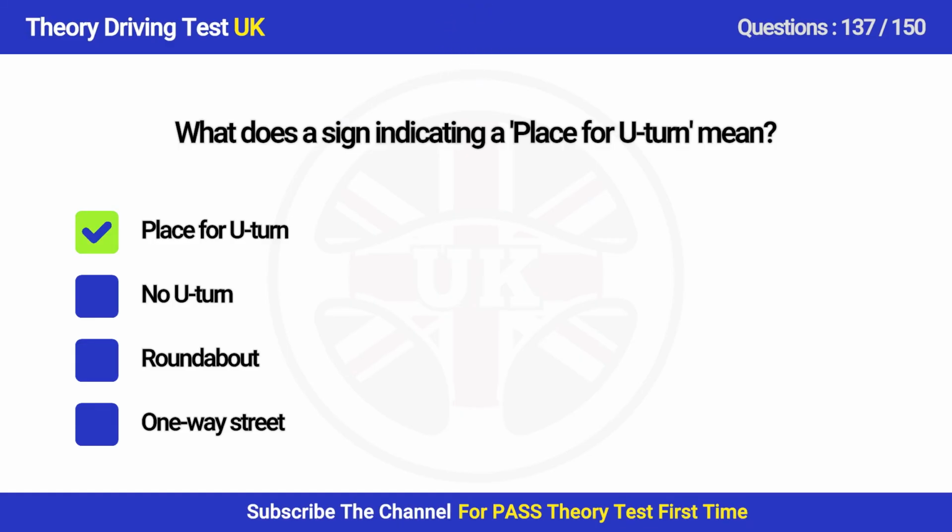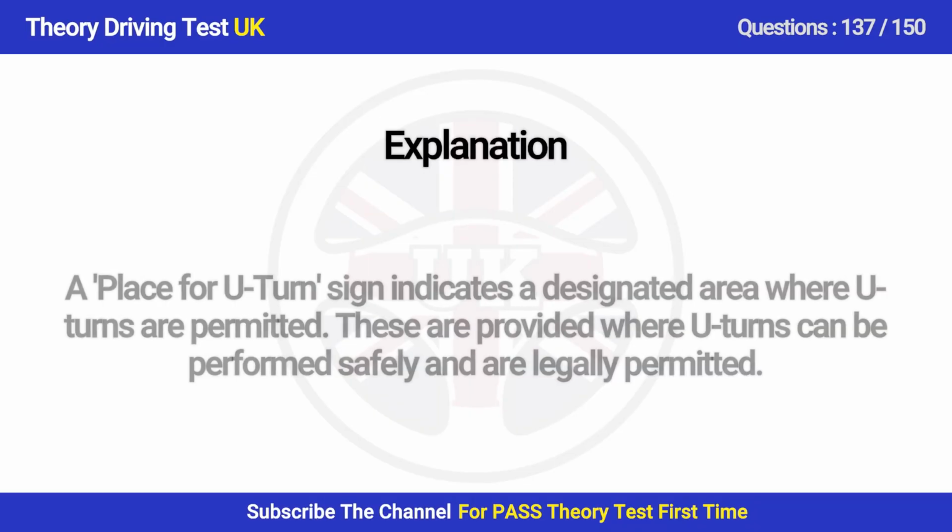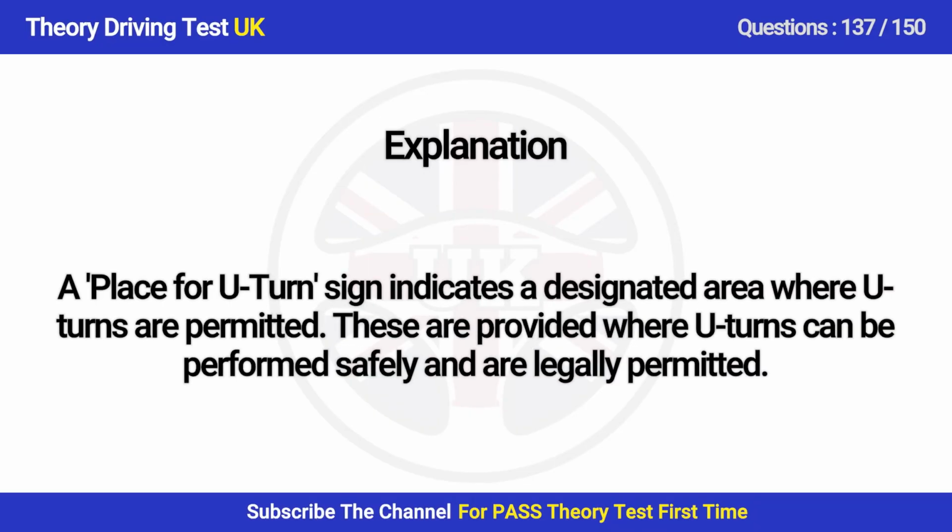Answer is A, place for U-turn. A place for U-turn sign indicates an area where U-turns are permitted. These are provided where U-turns can be performed safely and are legally permitted.